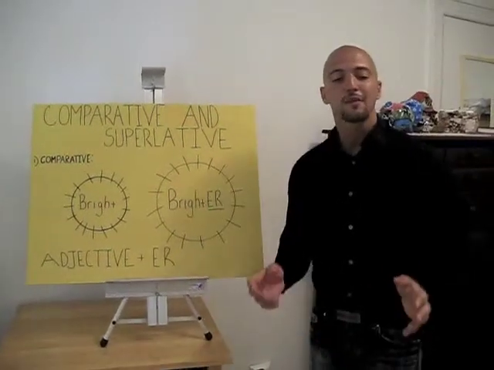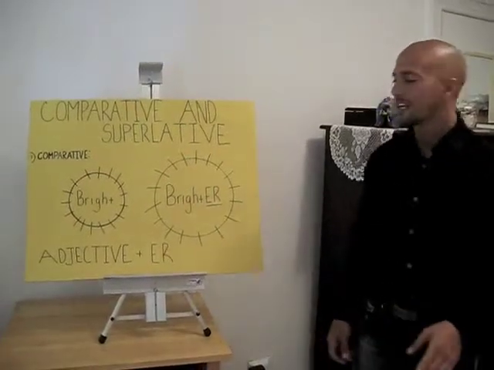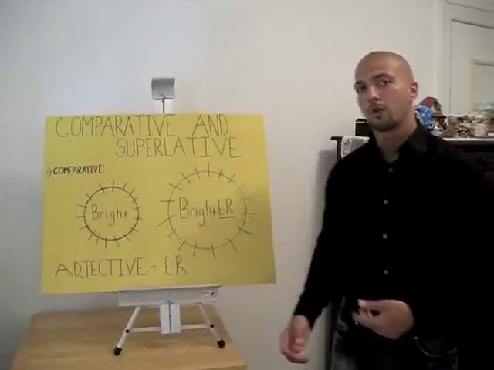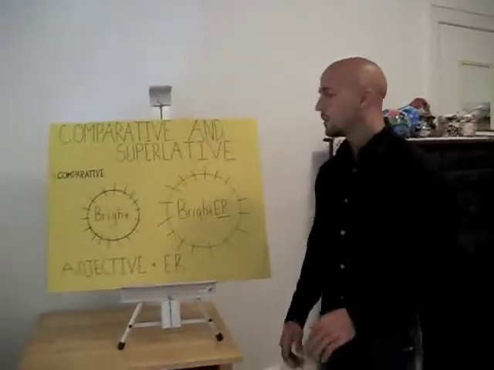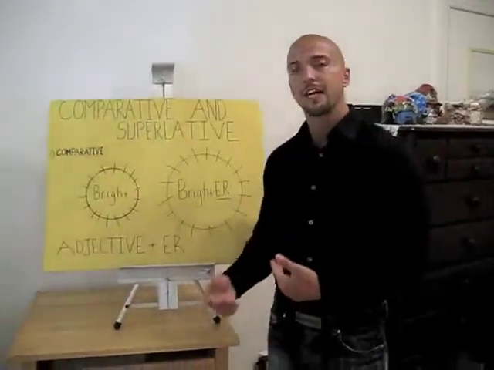Can anyone tell me what an adjective is? A word that describes something. Right. An adjective is a word that describes a noun, or as we say in English, modifies a noun. So the comparative and superlative are used to express differences in adjectives.